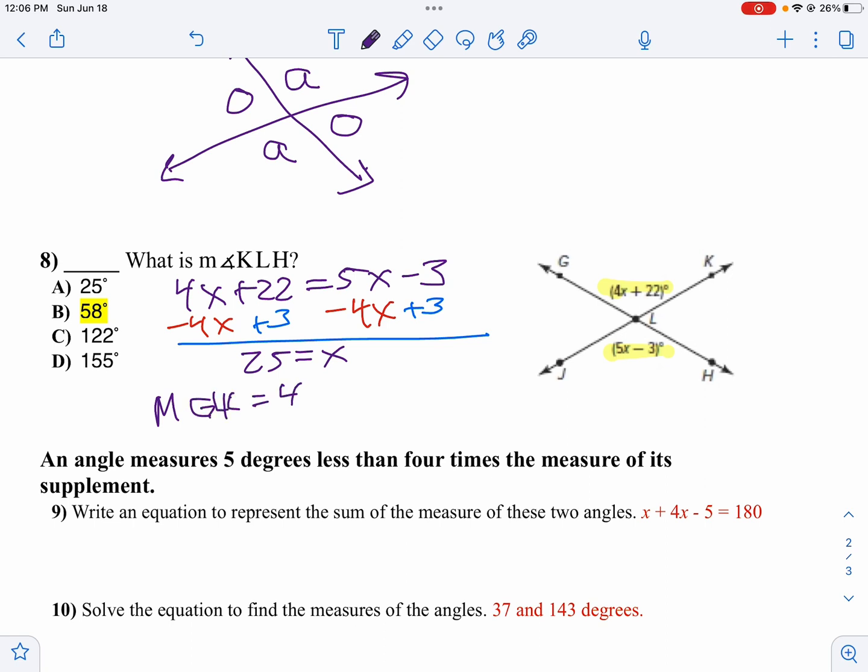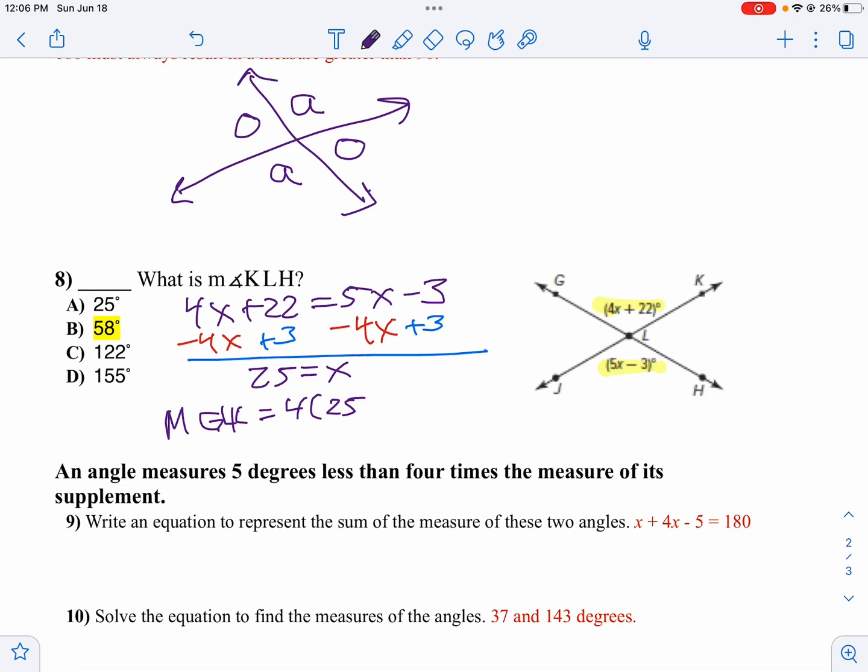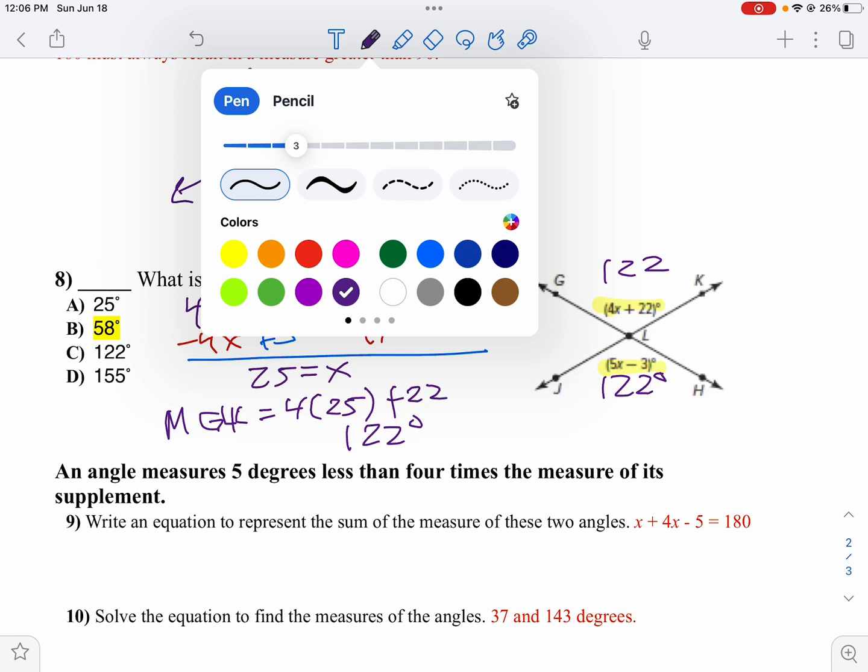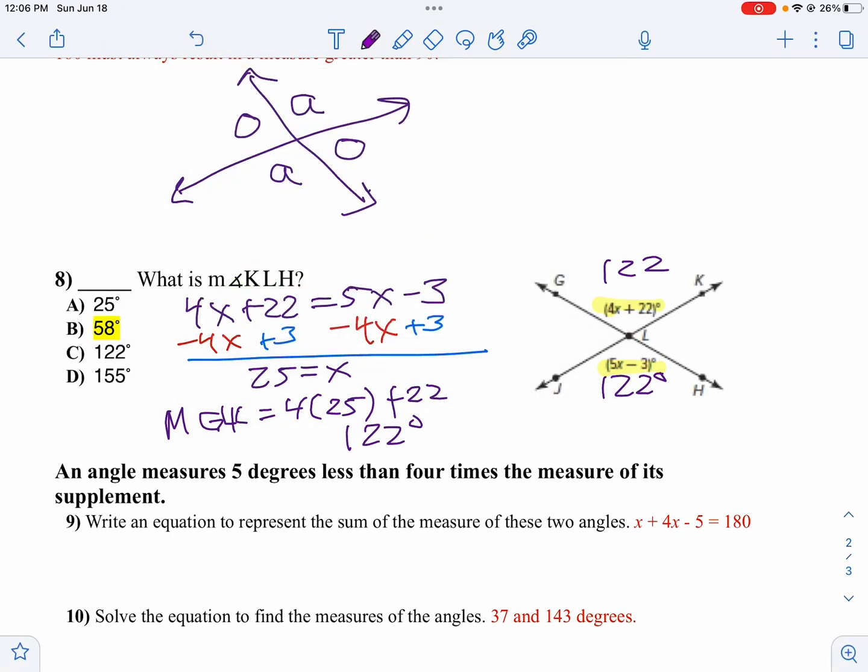That'll be 4 times 25 plus 22. So in other words, we get 122 here. So I know this angle is 122 and this angle is 122. So to find the measure of angle KLH, what they're asking for, I know they're supplementary, so I take 180 minus 122, and that's how we get 58 degrees for an answer.